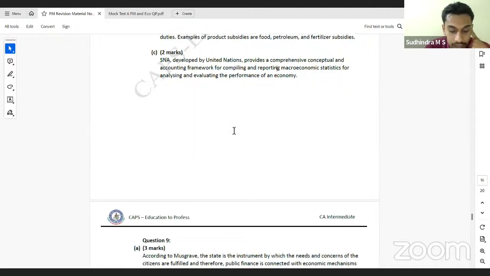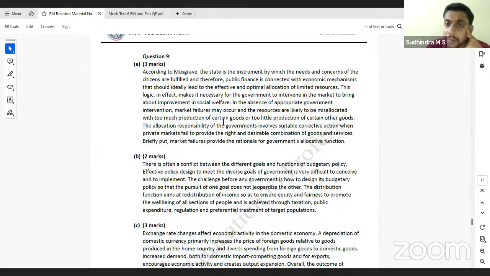Then 9A is talking about public finance and how it is important. The state is the instrument by which the needs and concerns of citizens are fulfilled. That gives you 1 mark, for the entire sentence. Then it is necessary for the government. Why should the government intervene in the market? For improvement in social welfare. This gives you 1 mark. Then the responsibility of the government: allocation responsibility involves suitable corrective action.